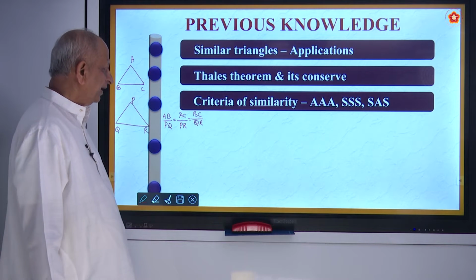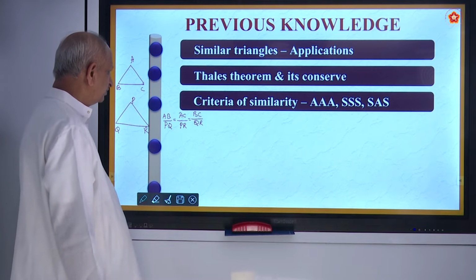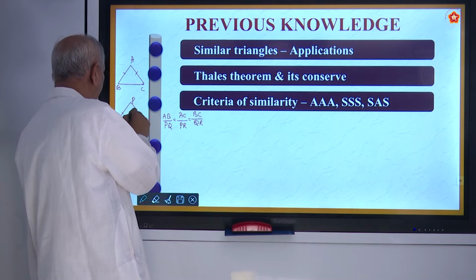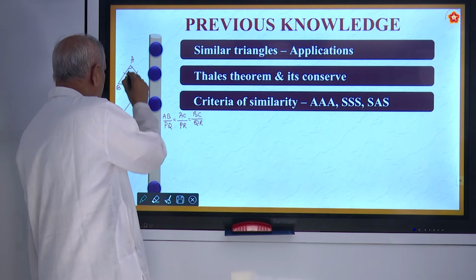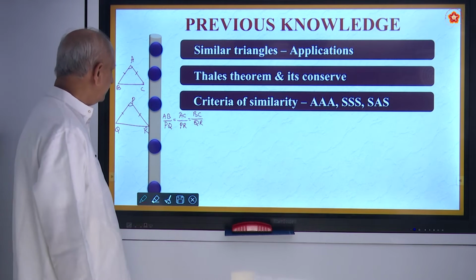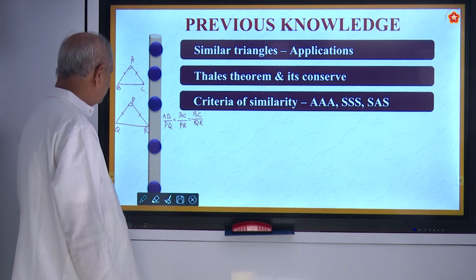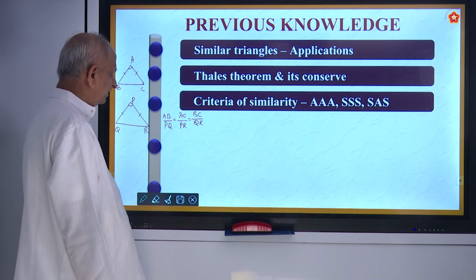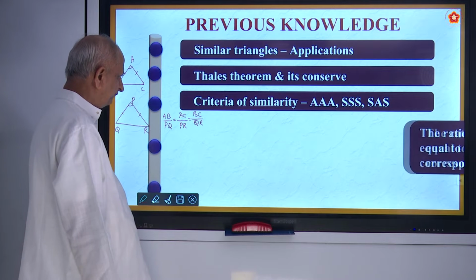Okay. And lastly, SAS, two sides and one included angle. If they are proportional and the included angles are equal, then we say the two triangles are similar. Okay, that is the criteria of similarity.